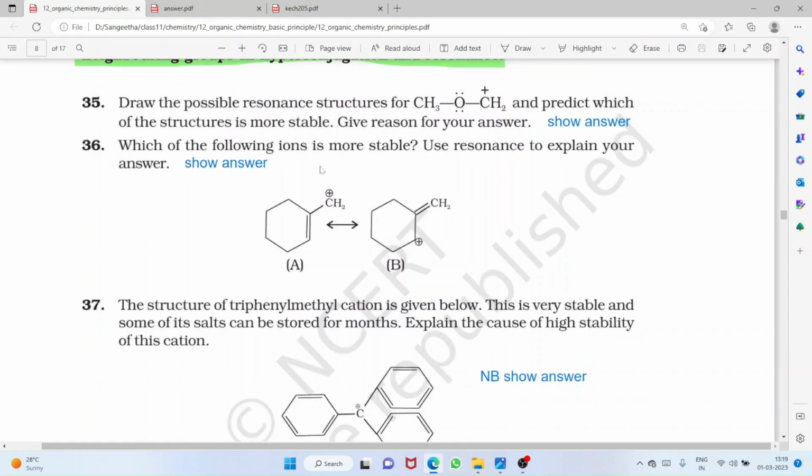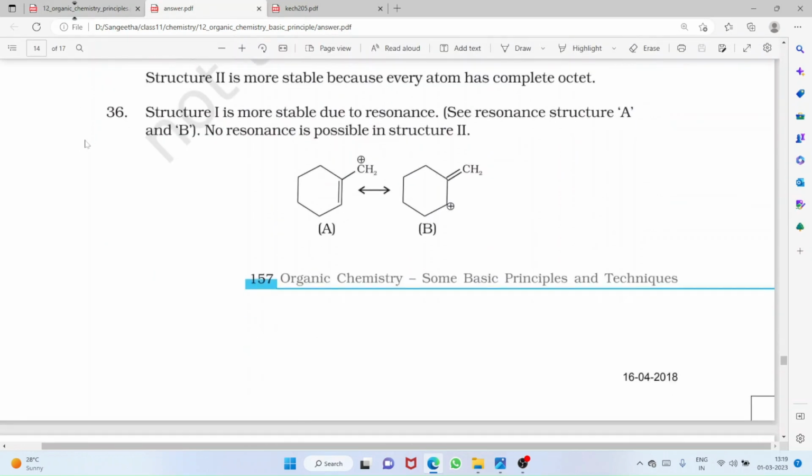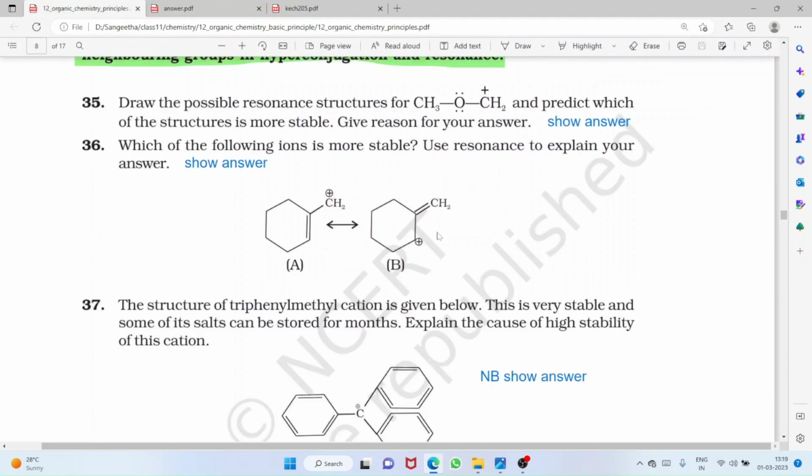36. Which of the following ions is more stable? Use resonance to explain your answer. Structure 1 is more stable due to resonance. After resonance, the charge will be removed and a double bond will be formed. No resonance is possible in structure 2. This has resonance structures, so this is more stable.